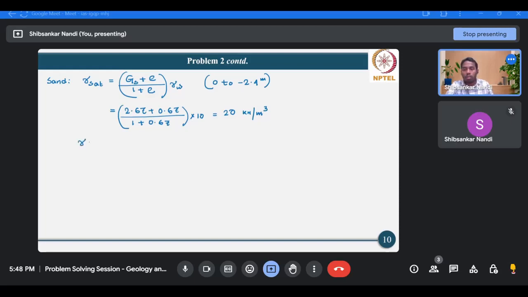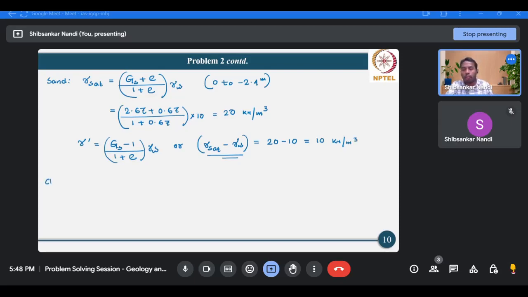For submerged unit weight, it would be (Gs minus 1) by (1 plus e). So either you can calculate in this fashion, or gamma sat minus gamma w. Since we have already calculated gamma sat, it will be easier for us to calculate in this fashion. So it will be 20 minus 10, that is 10 kilonewton per meter cube.